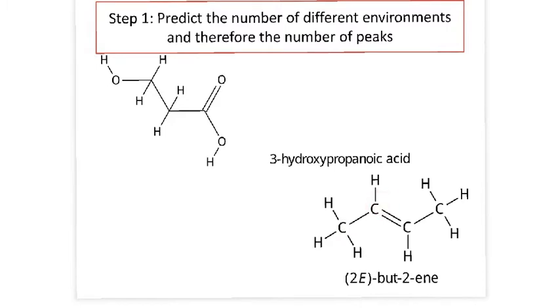So just like in the last video, I'm going to talk you through the steps. And step 1 is to predict the number of different environments and therefore the number of peaks, just like we did with carbon. So the only difference is that we're looking at hydrogens rather than carbons.